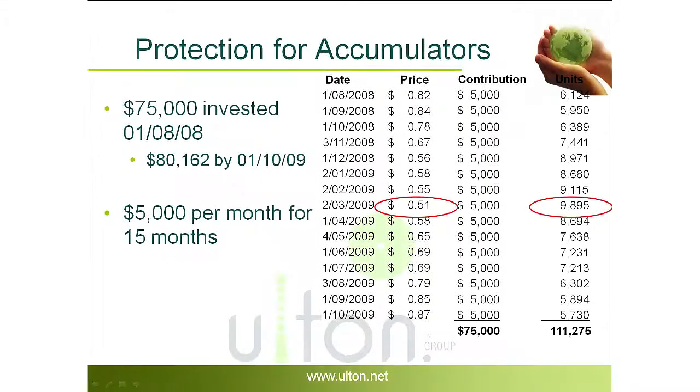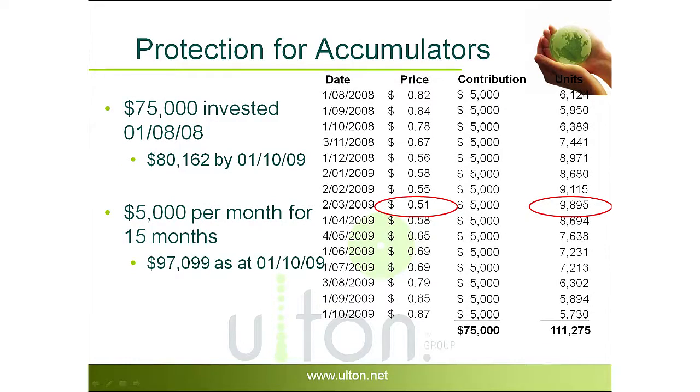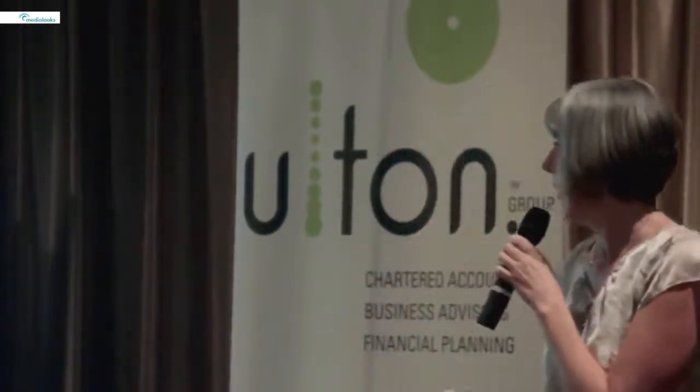By 1st of October 2009, our first person's $75,000 has recovered and it's now worth $80,000, so they're quite happy with that. But our second client, who's put the $5,000 in every month, has still contributed $75,000, but their portfolio is now worth $97,000, purely because they were buying more units as the market was dropping. Some of you are doing this by default because your employer's putting the 9% in every month, and that's had the same effect. So dollar cost averaging really protects people who are in the accumulation phase from suffering losses, and in fact builds your portfolio.